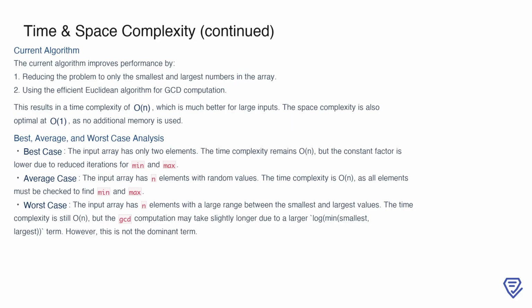Analyzing the best, average, and worst-case scenarios, we can see that the time complexity remains O(n) in all cases. In the best case, when the array has only two elements, the number of iterations for min and max is reduced, resulting in a lower constant factor. In the average case, with n elements of random values, every element still needs to be checked for min and max. In the worst case, when the array has a large range between the smallest and largest numbers, the GCD computation may take slightly longer, but this does not affect the dominant O(n) term.